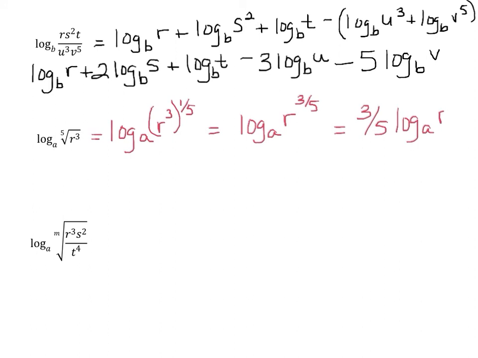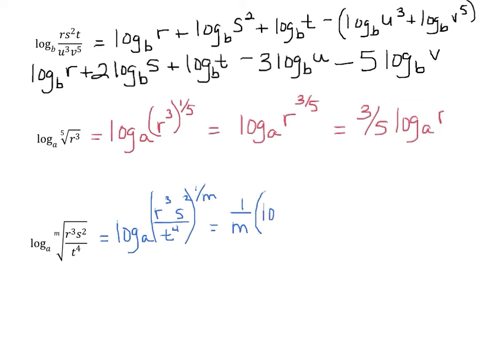Alright, so now we're going to do this last one that is, again, kind of combining everything, including this awful nth root, which nobody ever wants to deal with. So the first thing that I do is I rewrite this in a way that will make the most sense. So I have log base a of r cubed, s squared over t to the 4th, and this is all to the 1 over m power. Okay, I can deal with the 1 over m power because all I do is I bring that out to the front. And then everything else will go in the parentheses.